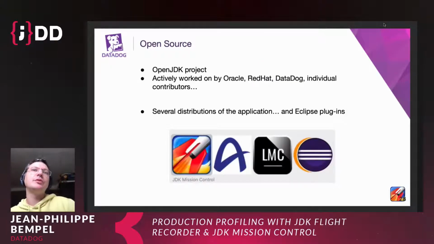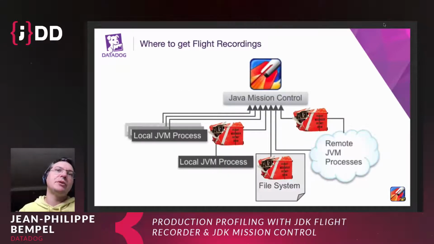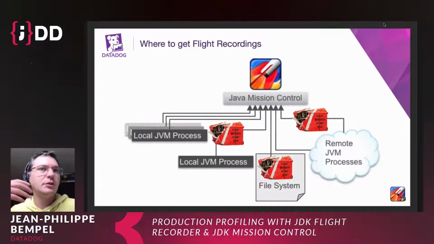JMC is actually an open source project under OpenJDK. The main contributors are Oracle, Red Hat, Datadog, and some external contributors. Binaries are redistributed by Oracle, Azul, BellSoft, OpenJDK previously, Adoptium now, and also as an Eclipse plugin. So you can get JFR recordings from different sources. You can use a local JVM, and local JVMs are automatically discovered by JMC, with JFR already enabled or not, from files brought by other means, or from remote JVMs.